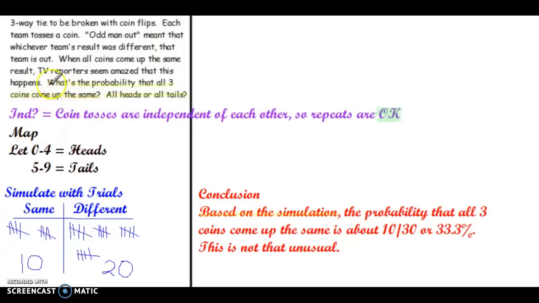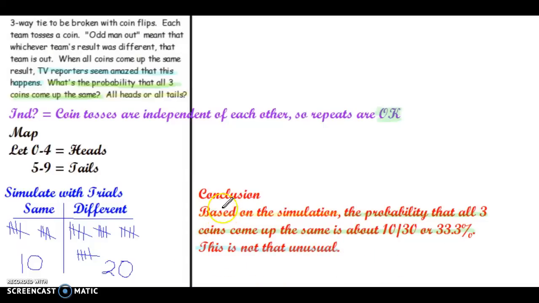Let's remember what we had up here at the beginning. What is the probability that all 3 coins come up the same? Well, now I'm answering that question. The probability that all 3 coins come up the same is about 33.3%. And then I make a little comment based on this result. I could stop there, but I really want to draw a conclusion. If I go back up here to the original question, it says, TV reporters seemed amazed that this happened. Well, they're amazed because they think it's unusual. Well, in this case, 33%, 1/3 of the time, that's not very unusual.